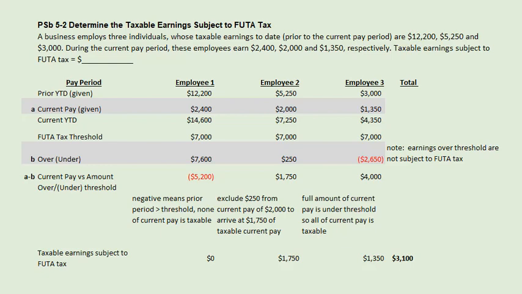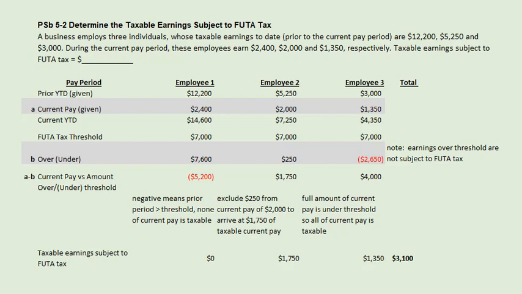In this problem, we need to determine the taxable earnings subject to federal unemployment tax. The problem reads, a business employs 3 individuals whose taxable earnings to date prior to the current pay period are $12,200, $5,250, and $3,000. During the current pay period, these employees earn $2,400, $2,000, and $1,350 respectively. Taxable earnings subject to FUTA tax is.